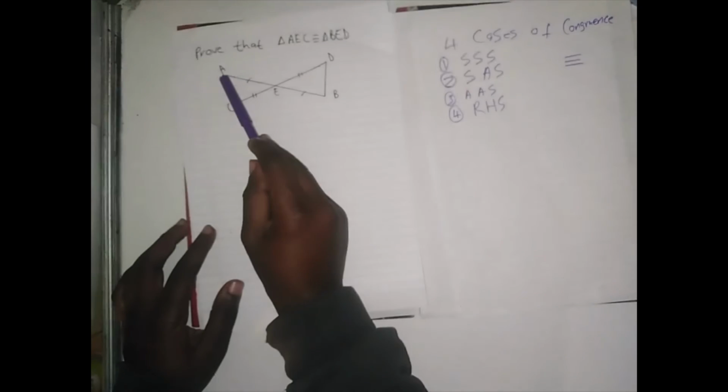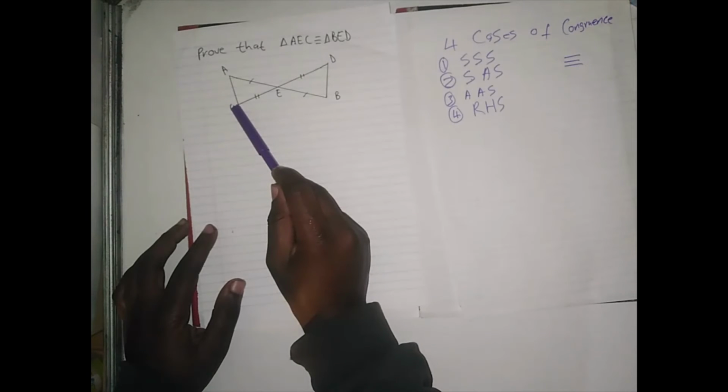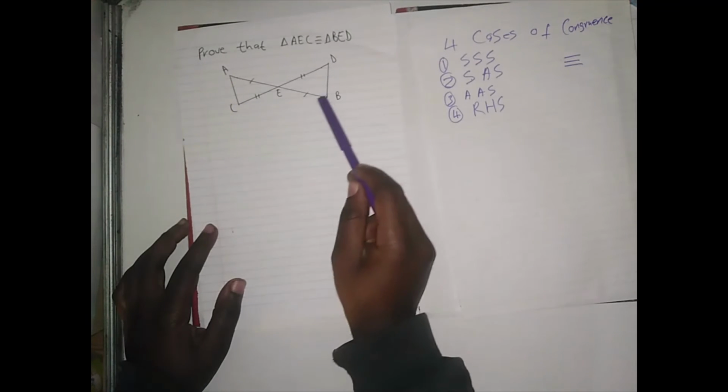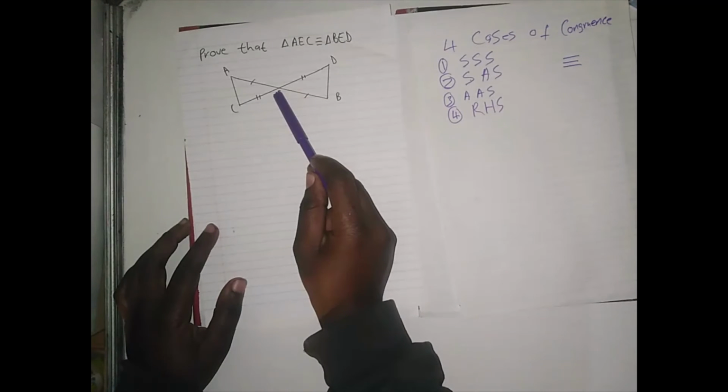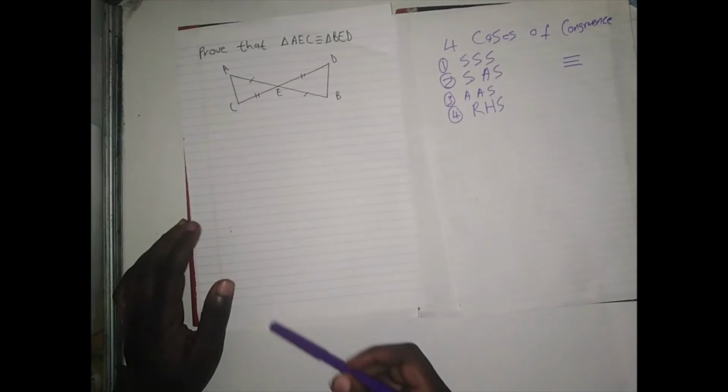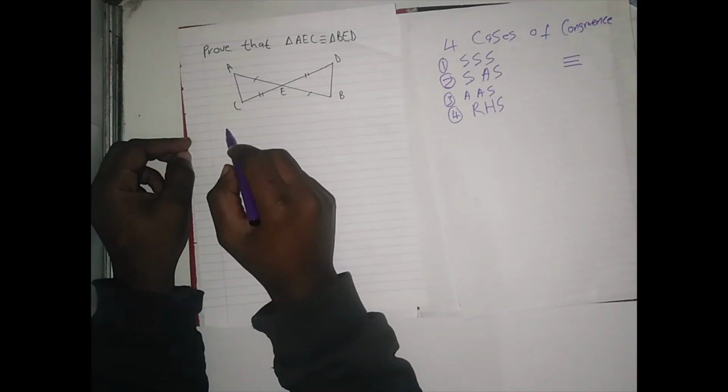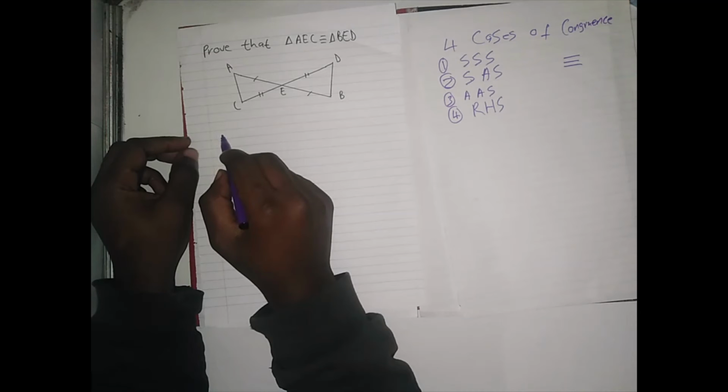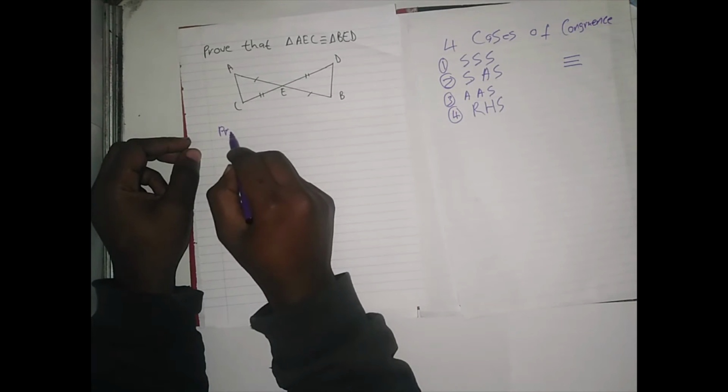So let me just give you one of the examples where that will be the case. Let's look at this one. Basically, what you are trying to show here is that triangle AEC is congruent to triangle BED. So where is AEC? You want to show that it is congruent to triangle what? B, E, D. Now, let's go ahead and prove. We know that to prove congruence, we need to show how many things? 3 things. So here we have a proof.